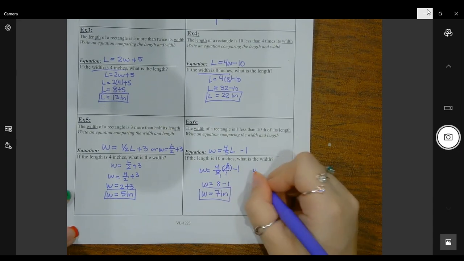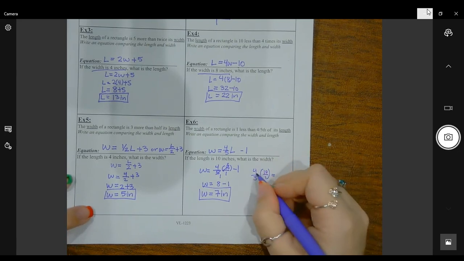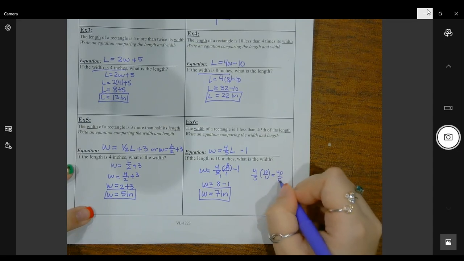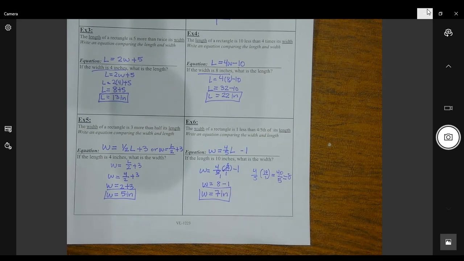If you didn't like the cross canceling, that looked really confusing to you, then you could have just multiplied across. 4 times 10 is 40. 5 times 1 is 5, and 40 divided by 5 is 8. So that could have simplified to 8, and then 8 minus 1 is still 7 for your width.